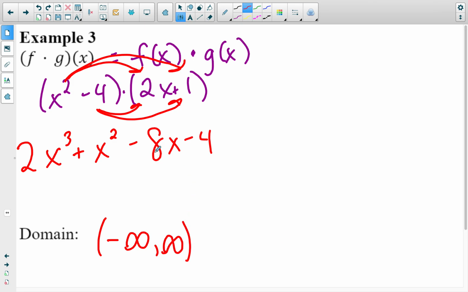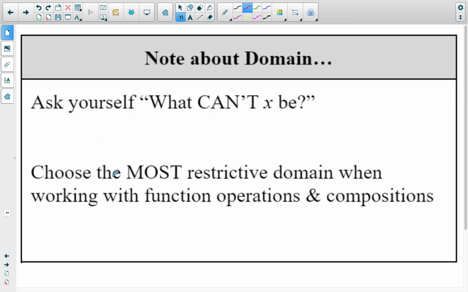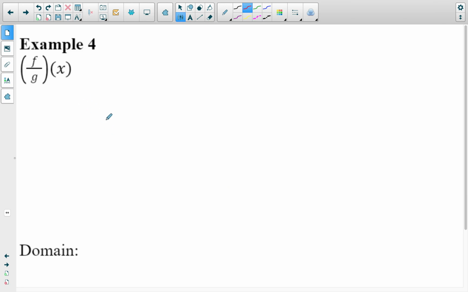And I know that there are no other restrictions because I'm looking at these x's, and I can plug anything in for x. I can plug in negative numbers, positive numbers, whole numbers, integers, irrational numbers. I can plug in any real number there. So for domain, the big thing we want to keep in mind is we're asking ourselves, what can't x be? Then in interval notation, we are going to remove that value for x from the possibilities. We're going to choose the most restrictive domain when we're working with functions. And that typically comes into play when we see division.